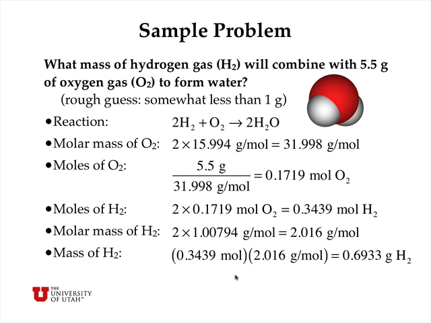So the reason it's useful to know things like molar masses and moles of hydrogen is that you have this simple relationship. 2 to 1 is an atom to atom or mole to mole ratio of hydrogen with oxygen to form water. But in order to convert that to mass, we need to use the molar masses of oxygen and hydrogen to figure out the actual mass of hydrogen that would combine with 5.5 grams of oxygen.